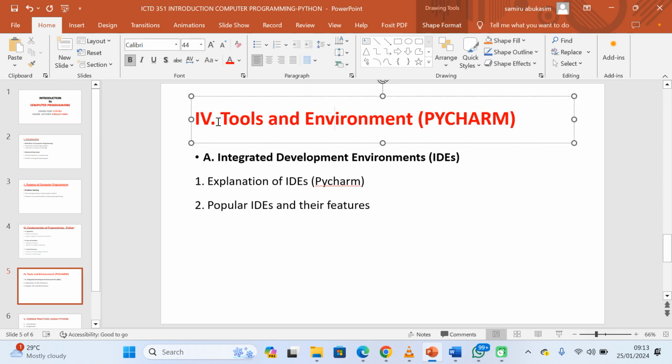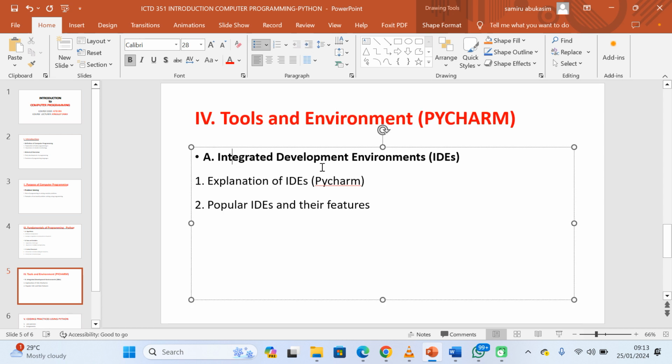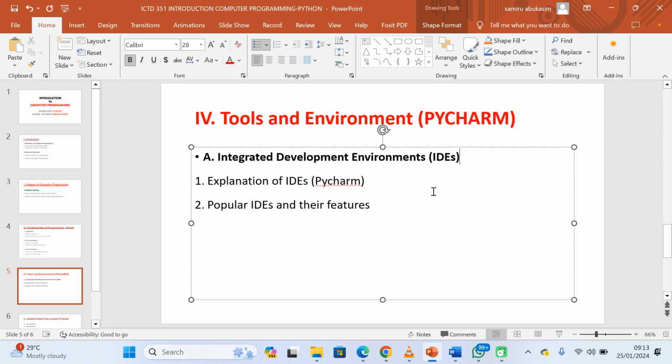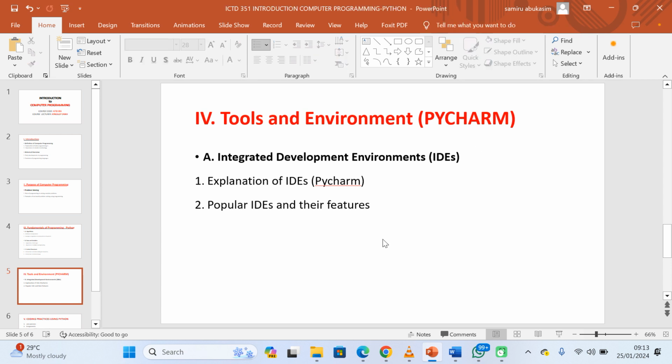So we have the tools and environment. We'll be using an IDE. An IDE is an integrated development environment. The IDE is called PyCharm. So we are going to use PyCharm as an IDE to code our Python language to help us solve all the problems that we can think of. So we'll be doing the installation.